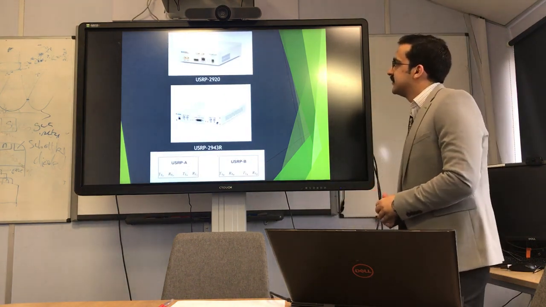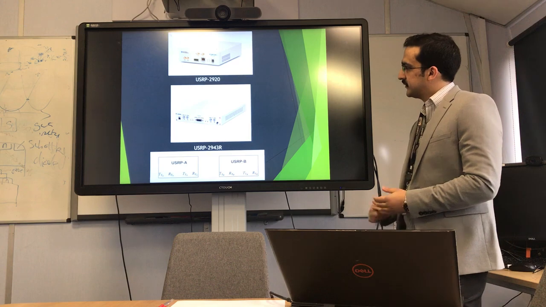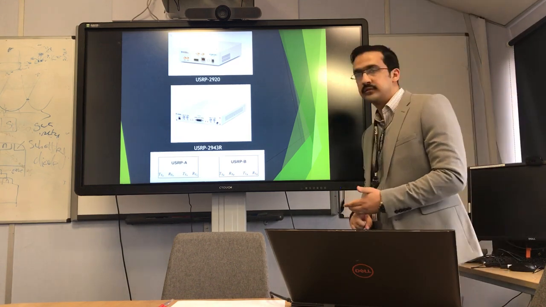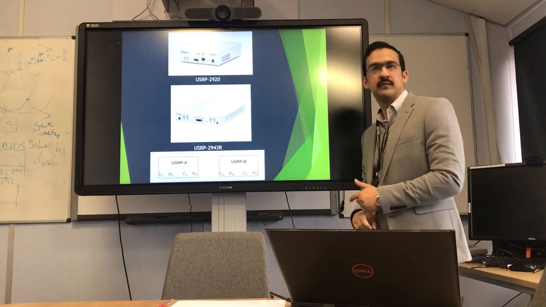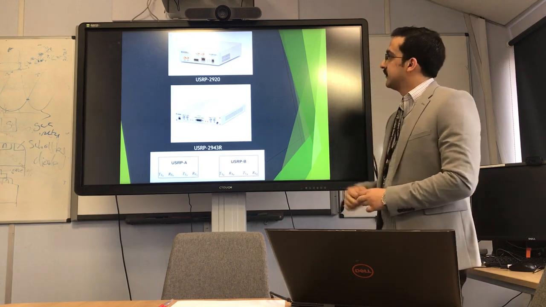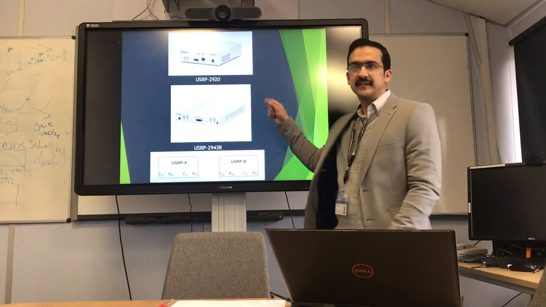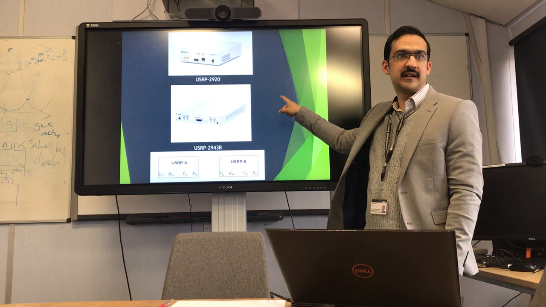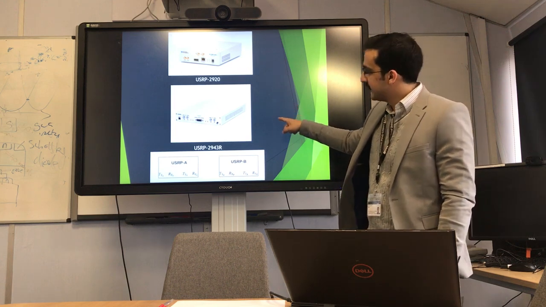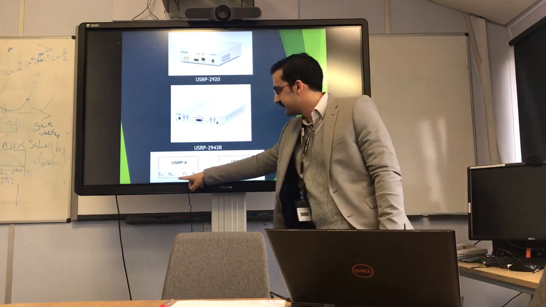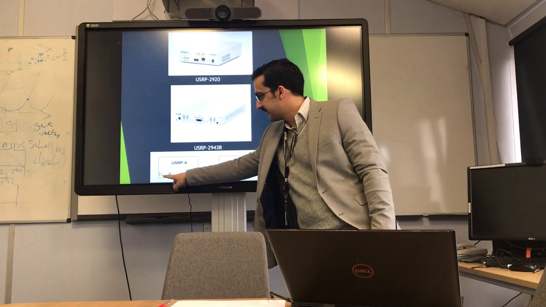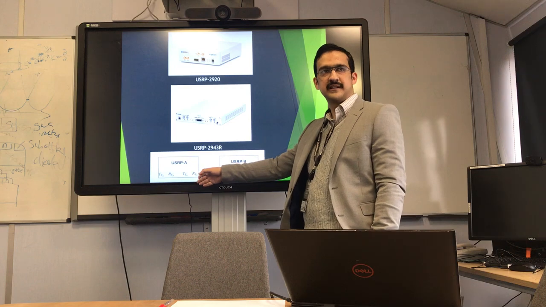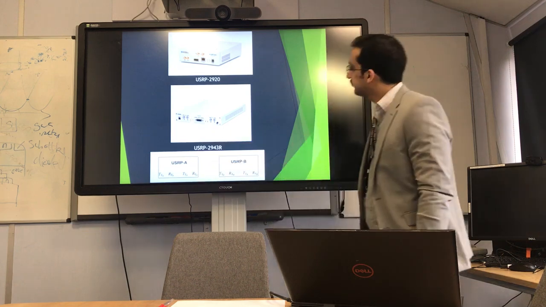The device at the top is the USRP 2920. So the devices that I have used in my project are the USRP 2920, USRP 2922 and USRP 2943. In the USRP 2920 there is only one channel. In the USRP 2943, this is the RIO device that I just showed you moments ago. So it has two different channels that you can see. So there are two ports over here and two ports over here, and both are different channels having different oscillators.